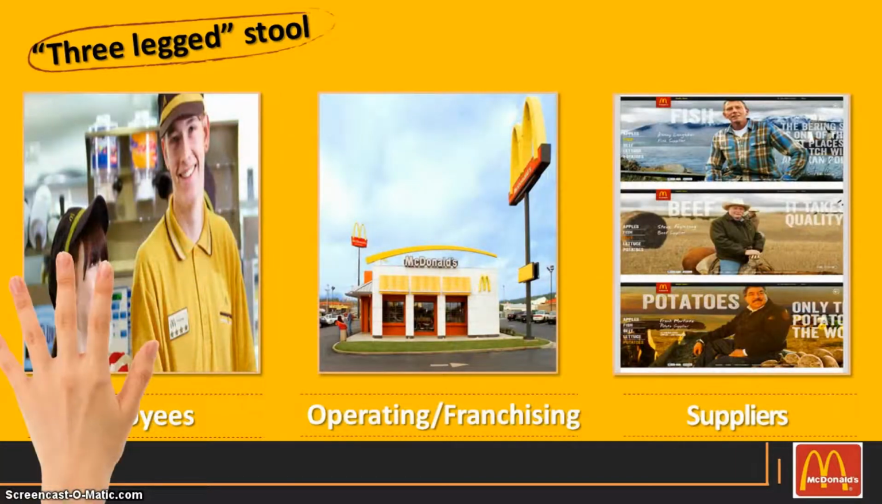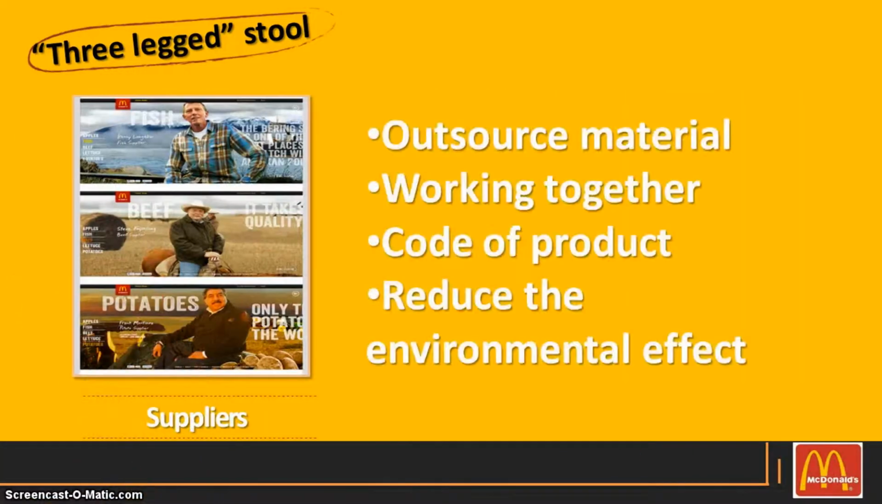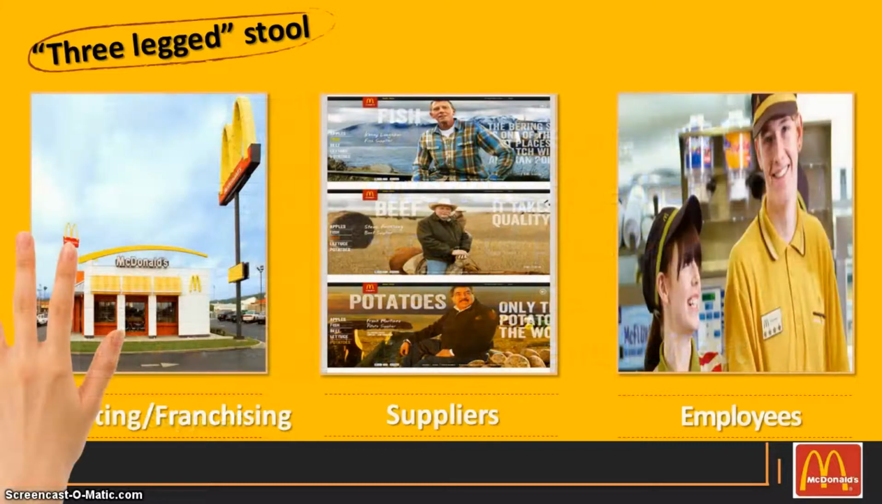Then move to suppliers. As mentioned above, McDonald's is a multinational company and has suppliers all over the world. The company also constantly works together with its suppliers to offer better nutrition choices such as vegetables. Furthermore, McDonald's has a supplier code of conduct, which it requires its suppliers to meet. Additionally, it encourages all suppliers to reduce their environmental effect, such as air emission and water use.